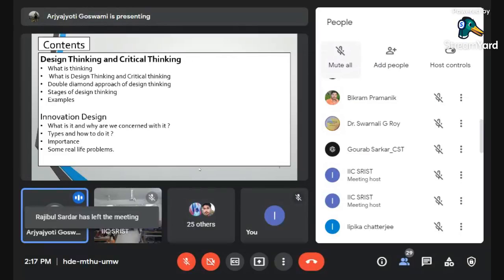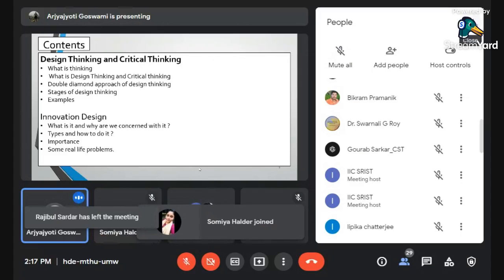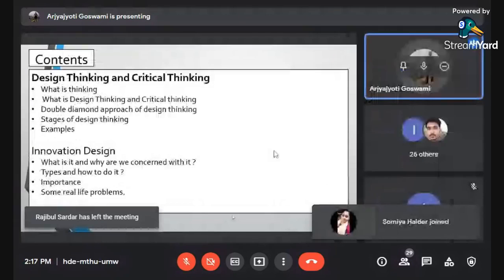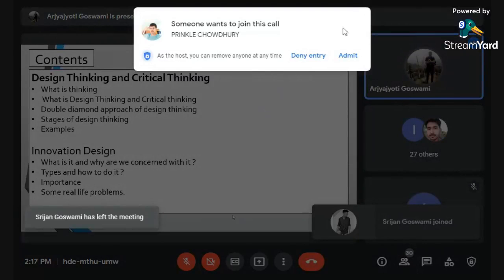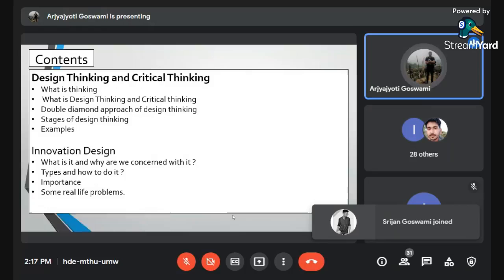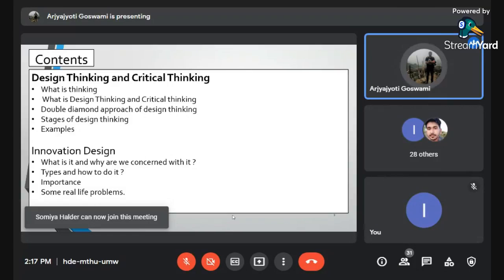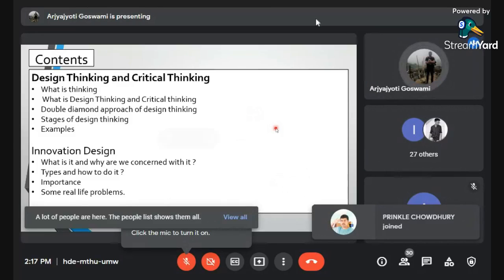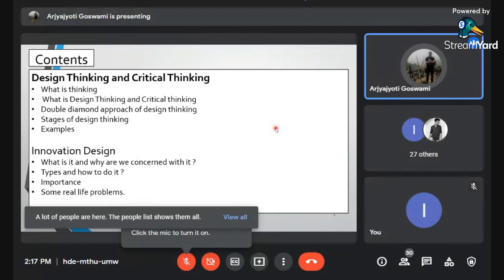So to address these things, there are a few approaches, more specifically design thinking and critical thinking. These two things are an approach to enable you to think like that, to challenge the paradigm, to challenge what is existing, and maybe then come up with a solution. So these are the broad things which we will be discussing in our PPT.